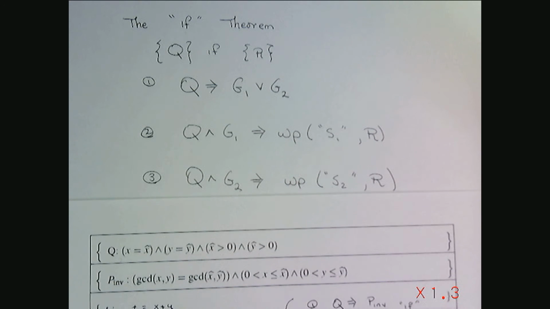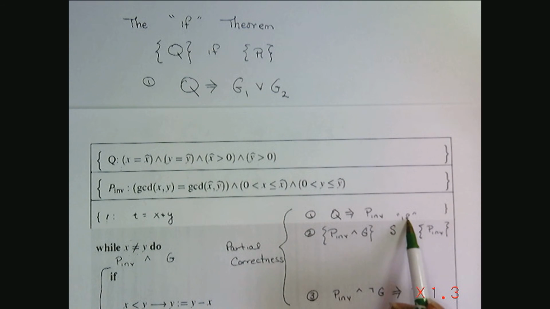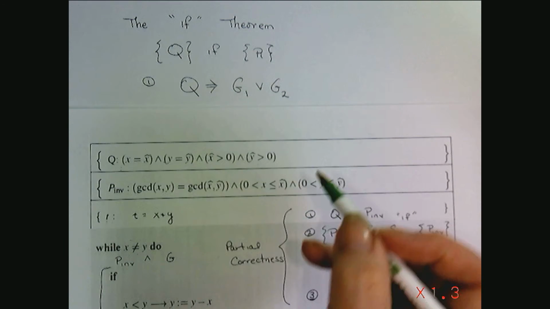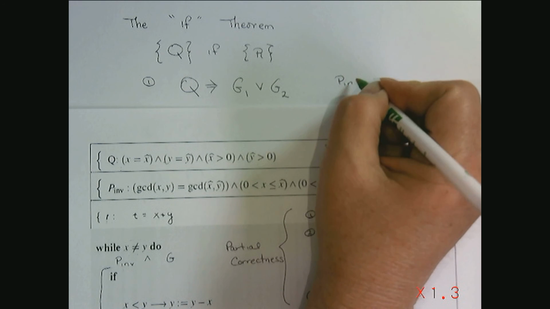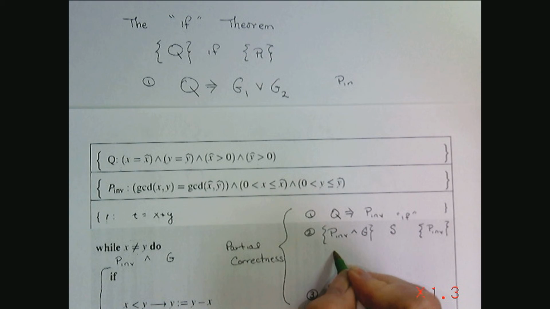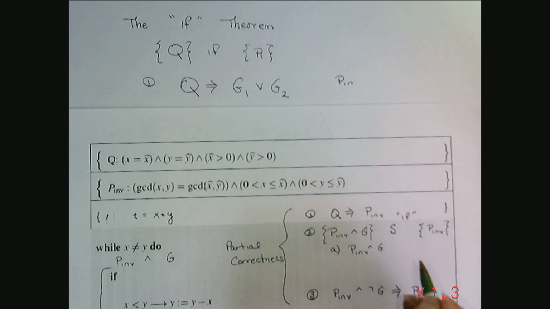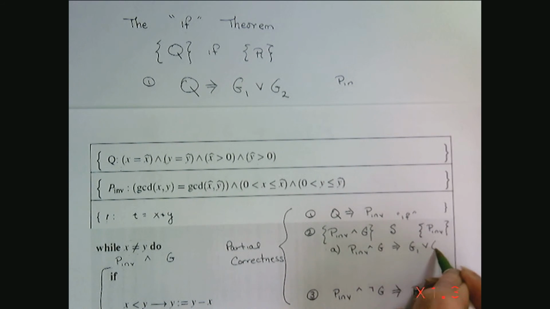Well, let's see what that looks like for this particular case. Notice the command is an if, but the precondition for that if is that the invariant and the guard of the loop hold. So we would need to show that the invariant and the guard of the loop imply at least one guard for the if must hold.